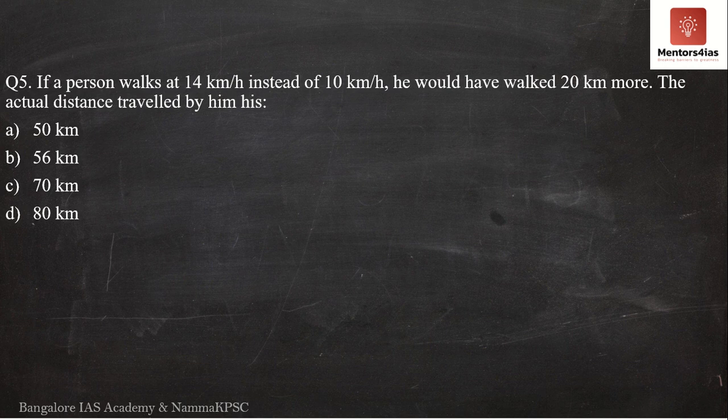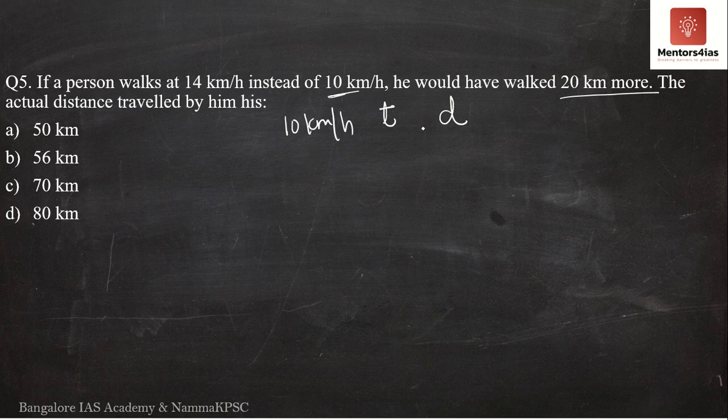Now, question number 5 says, if a person walks at 14 kilometers per hour instead of 10 kilometers per hour, he would have walked 20 kilometers more. The actual distance traveled by him was what? The actual distance, meaning when he walked at 10 kilometers per hour, what was the distance actually traveled by him? So the person walks at 10 kilometers per hour for some time t, and therefore he covers some distance d.